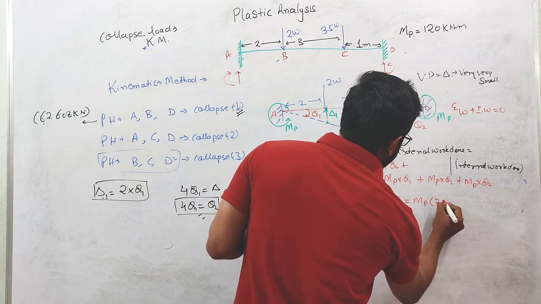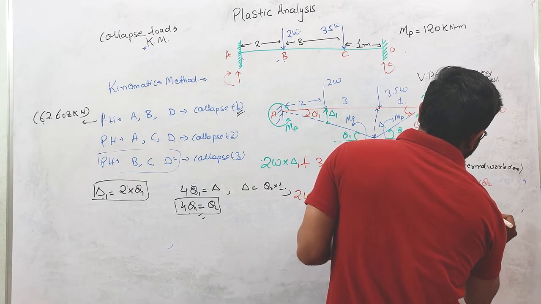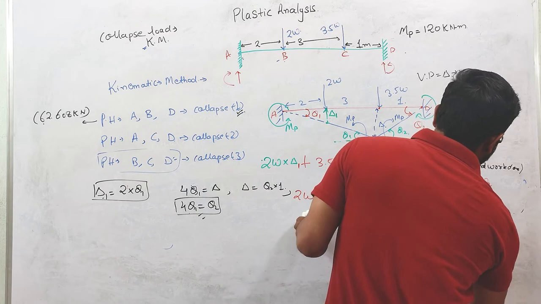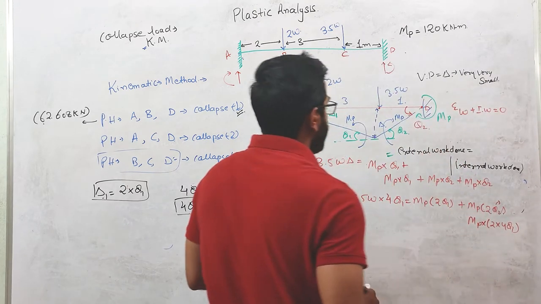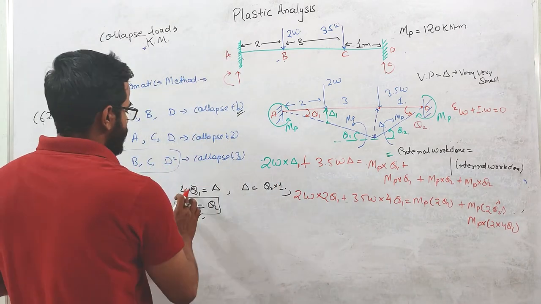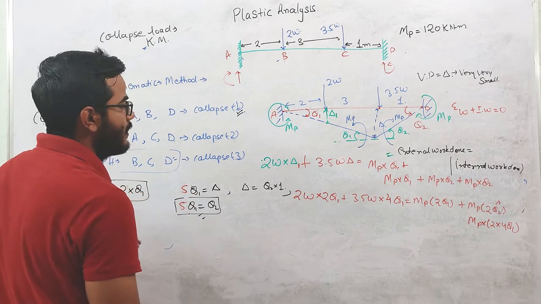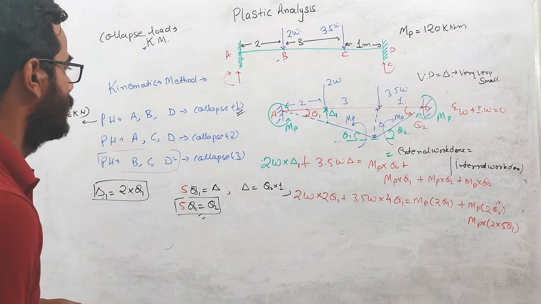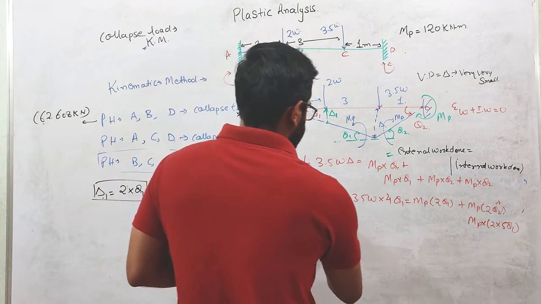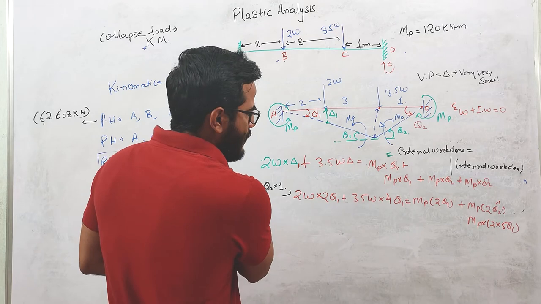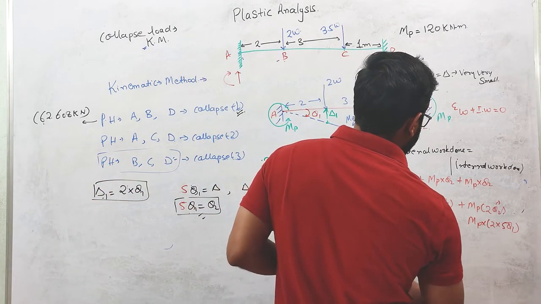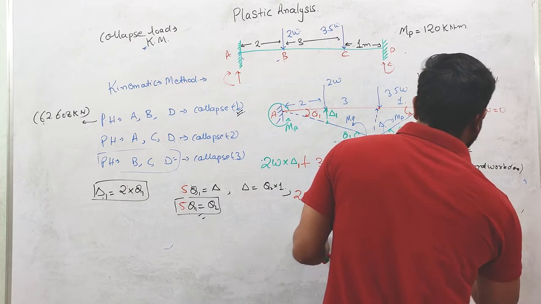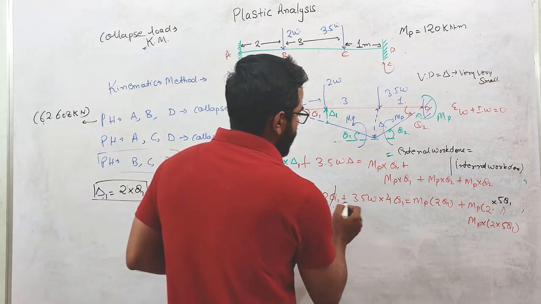On the right side, MP into twice theta 1 plus MP into twice theta 2. What is the relation between theta 1 and theta 2? This is MP into 2 into 4 theta 1. Actually, this is not 4 theta 1. Delta should be 5 theta 1. So this is 5 theta 1. Now we have MP into 2 theta 1 plus MP into theta 2, and theta 2 is 4 theta 1. Theta 1 will cancel out on both sides.